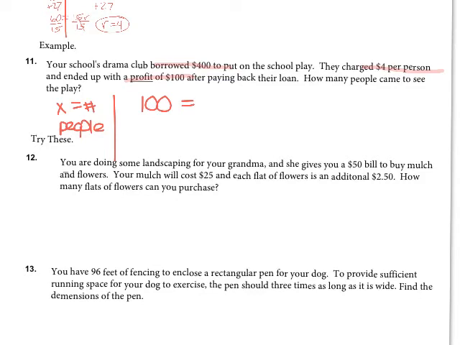How am I bringing in money? The $4 per person. Okay, so $4 per person is going to be my 4x. And then what do I do with the money I borrowed? I'm going to subtract it off in order to find profit, right? So I would have to subtract off this 400. Okay, now I have my equation.